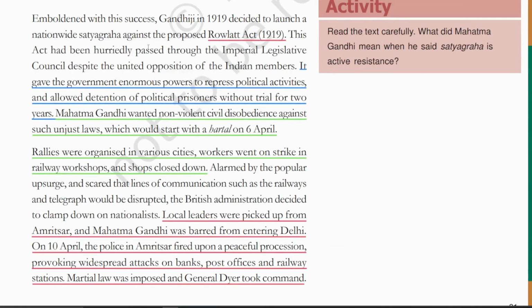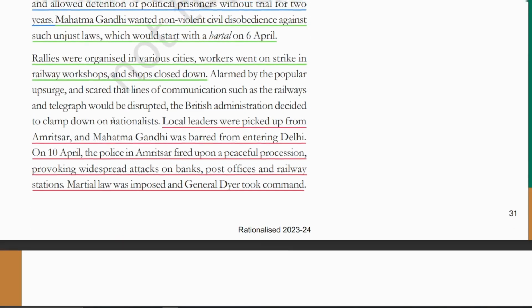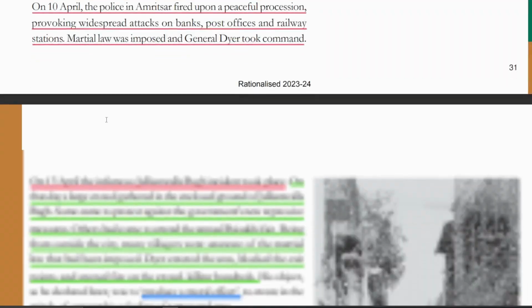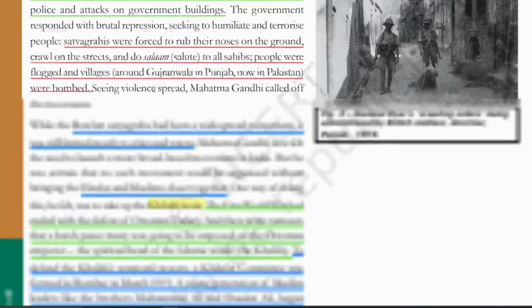Then comes the Rowlatt Act. The Rowlatt Act is basically the beginning. As you might have all studied, it gave the government enormous powers, and there was the famous slogan "Go back, Rowlatt." All these parts are very important. It describes what the Rowlatt Act is. That's pretty much it in these two pages.